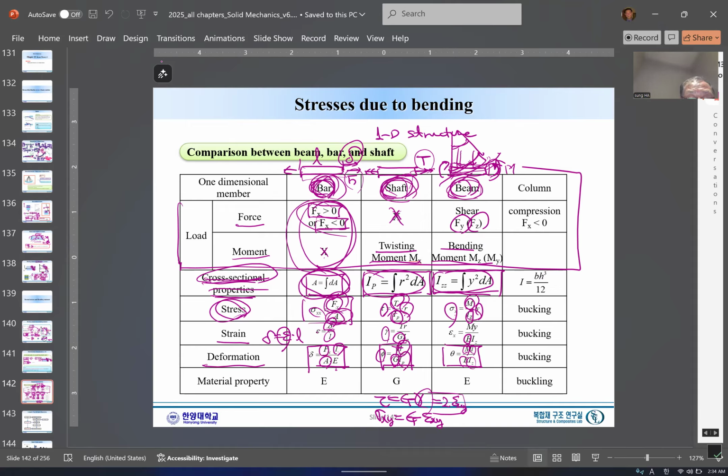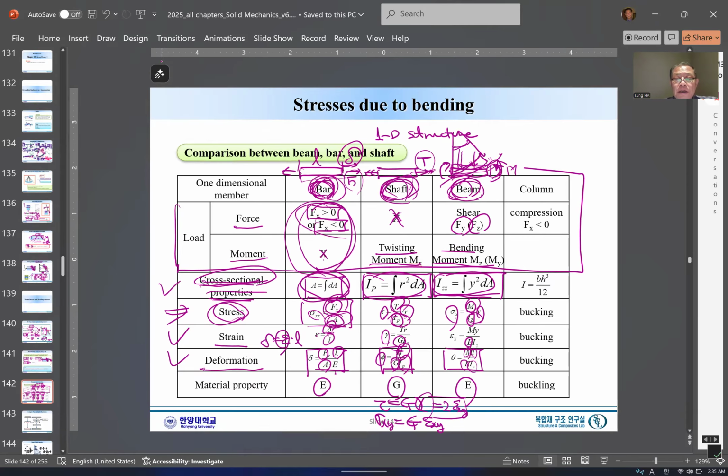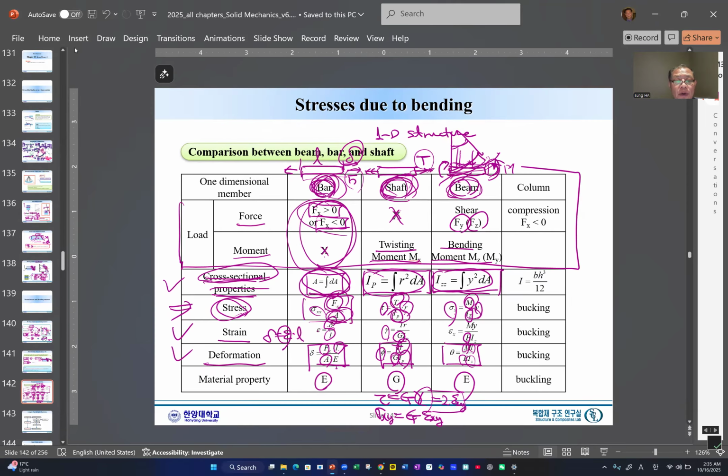The material property is the Young's modulus and shear modulus, and the beam is also an extension, that's why we have a Young's modulus here. So this is for the stresses, but for the other terms, strain, deformation, and cross-sectional property, there is a very common sense. This is a good way of comparison, and then you can understand everything together.